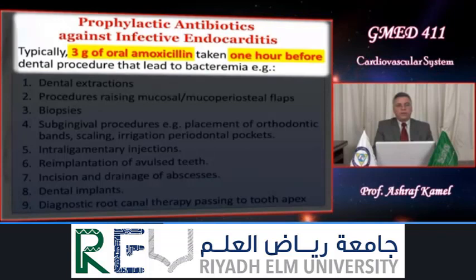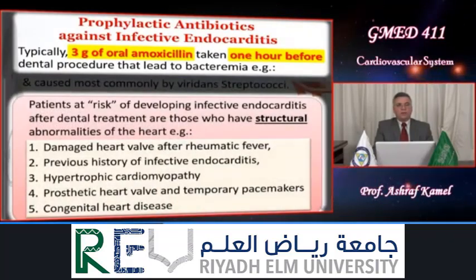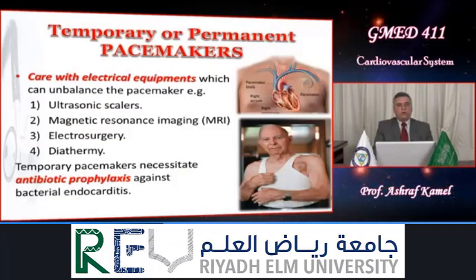So this is the regimen usually or typically taken by patients before the dental procedure. 1 hour before the dental procedure, 3 grams of oral amoxicillin, and it's given to these 5 cases, which all of them are considered structural abnormality of the heart. Regarding the pacemakers, we have 2 types. Temporary, to treat a temporary condition, and that can be removed, and the patient depends on his own conducting system of the heart for the heart function, for the heartbeats.